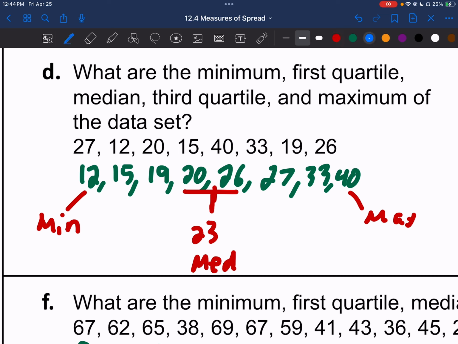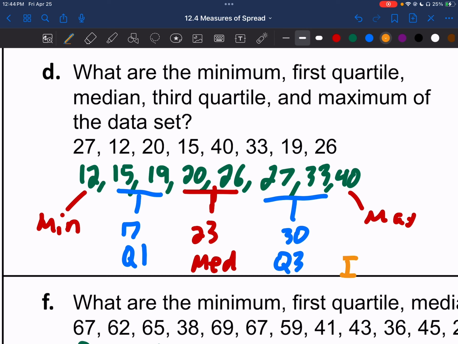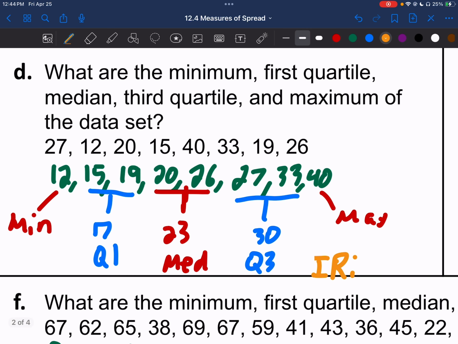To the left of the median, there's 4 values, so I need to take the average of 15 and 19, and I get 17 for Q1. Take the average of 27 and 33, and I get 30 for Q3. And then your interquartile range is 30 minus 17, which is 13.